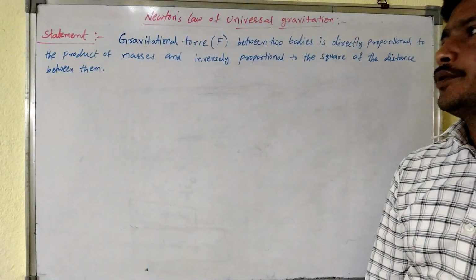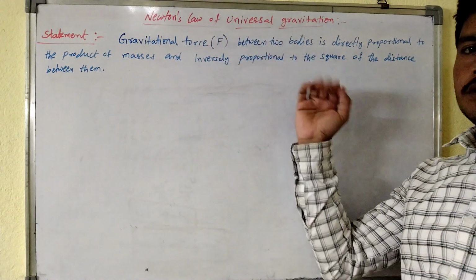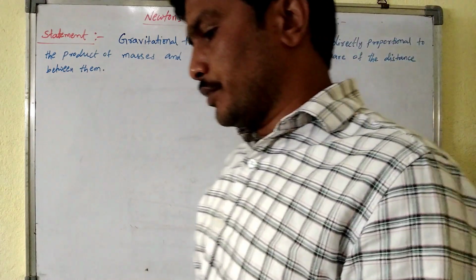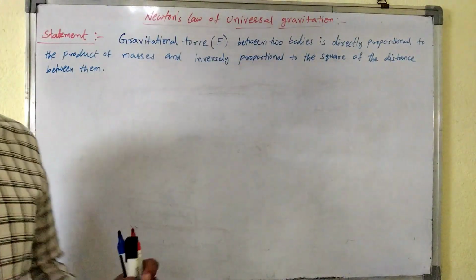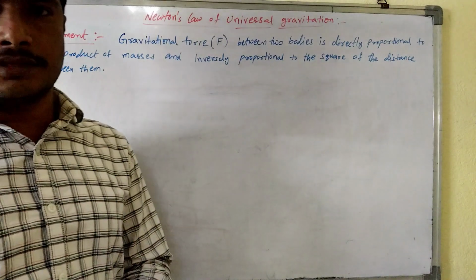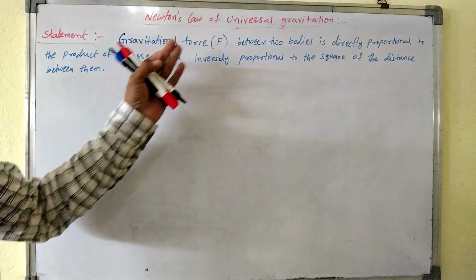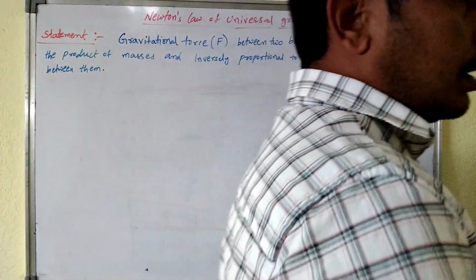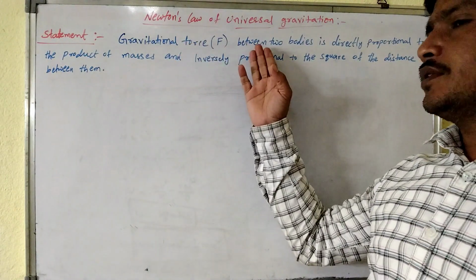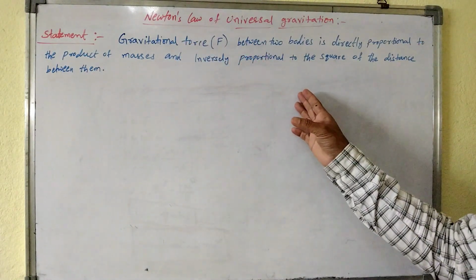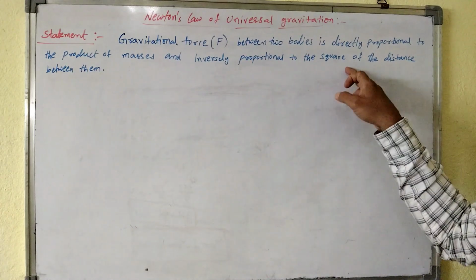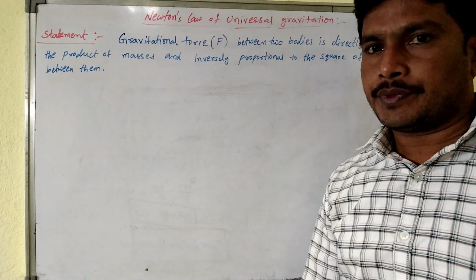Now we are going to discuss Newton's law of universal gravitation. As per Newton's law of universal gravitation, every body in the universe attracts every other body. The law states that the gravitational force acting between two bodies is directly proportional to the product of the two masses and inversely proportional to the square of the distance between them.